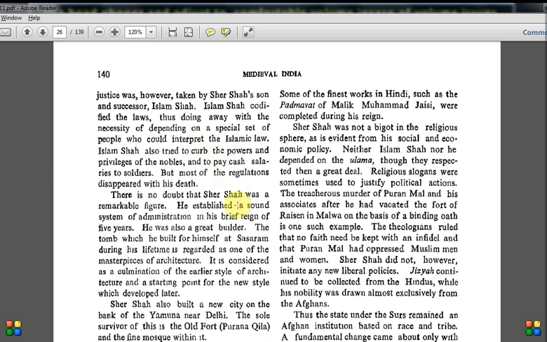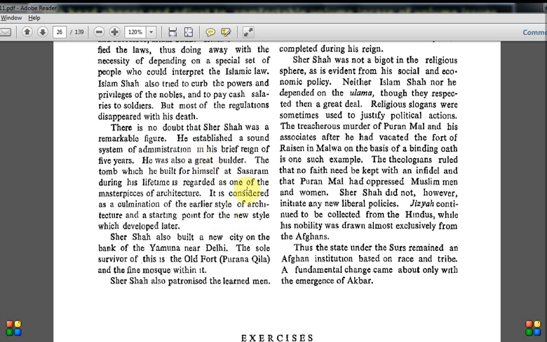And there is no doubt that Sher Shah was a remarkable figure. He established a sound system of administration in his brief span of 5 years. He was a great builder also. The tomb which he built for himself at Sasaram during his lifetime is regarded as one of the masterpieces of architecture. So this tomb at Sasaram, this is what UPSC will ask.